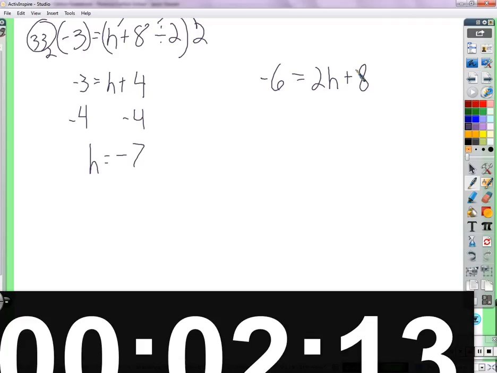It undid that dividing by 2. But now we have this equation to solve, which is fine. It will also give us -7, but it's going to take a little bit more time, right? We would subtract 8 now and get -14 equals 2h.